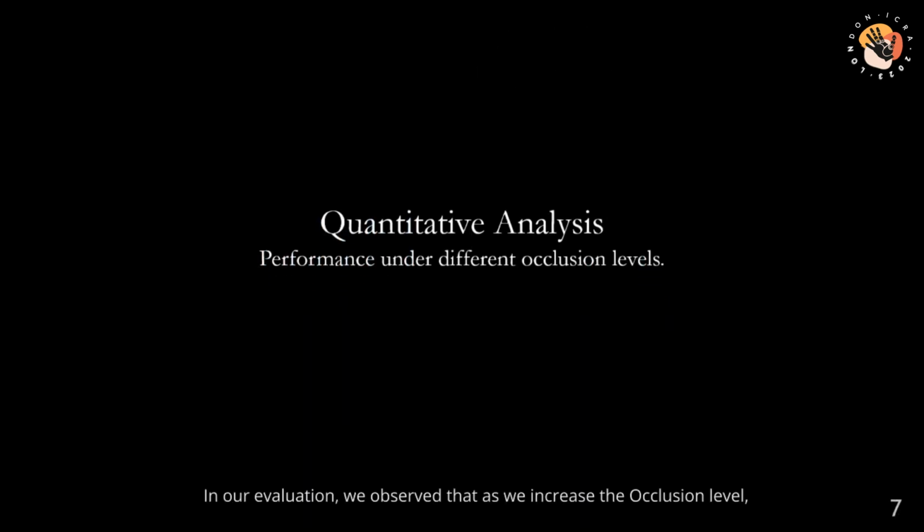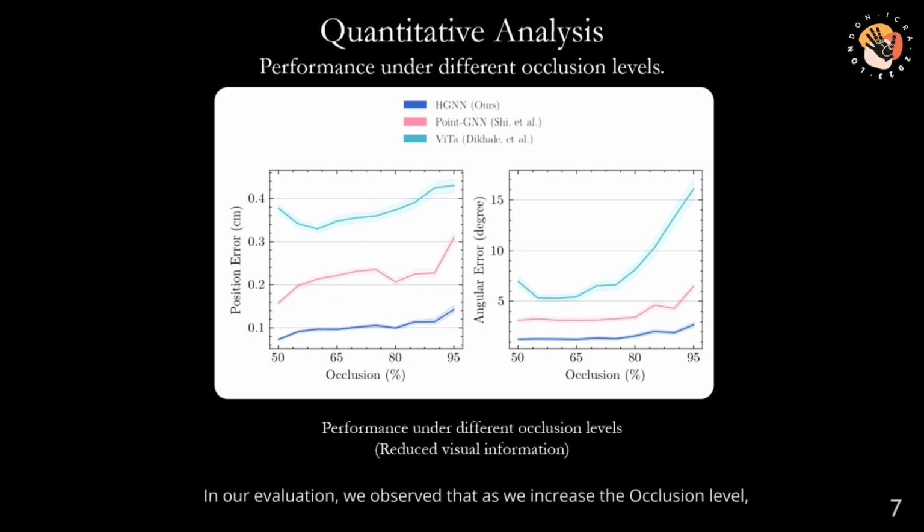In our evaluation, we observed that as we increased the occlusion level, our model outperformed both baselines with statistical significance on position and angular error metrics. This suggests that our model is more robust to reduced visual information.